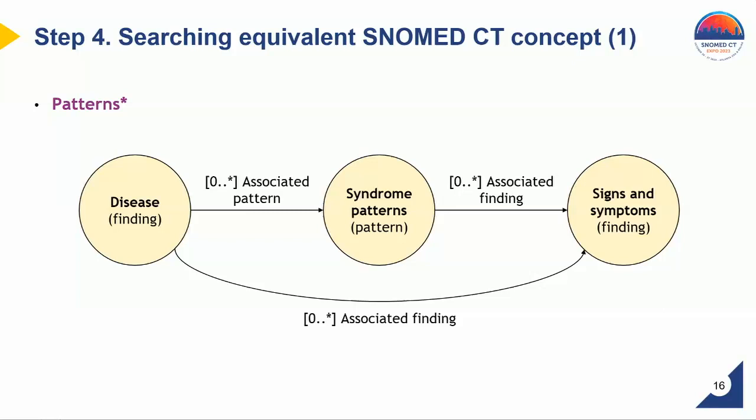In this slide, when you take a look at the syndromes in the middle, this could be the value of attribute associated pattern of disease, and syndrome itself could have attribute called associated finding, which would have a value of finding.